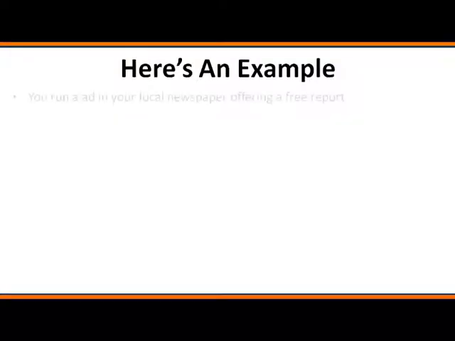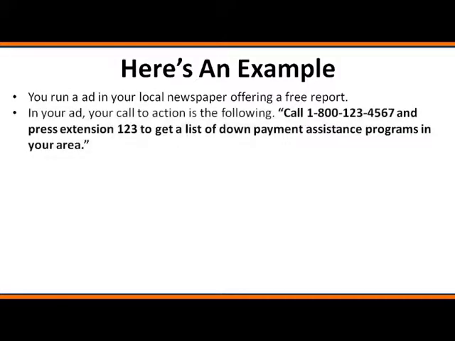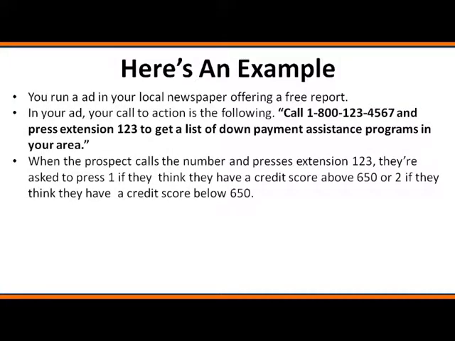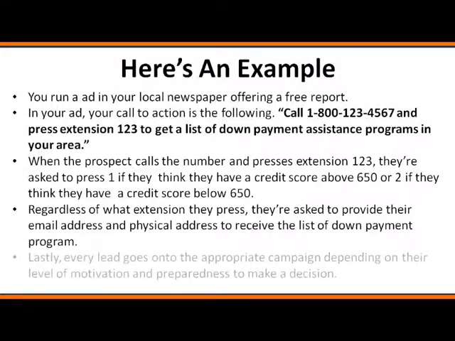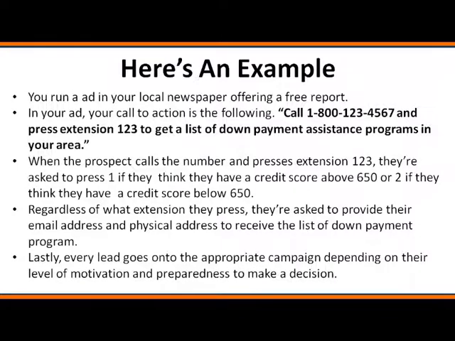Here's an example. Let's say you run an ad in your local newspaper offering a free report about down payment assistance programs. And in your ad, your call to action is this: call 1-800 and press extension 123 to get a list of down payment assistance programs in your area. And when the prospect calls the number and presses extension 123, they're asked to press 1 if they think they have a credit score above 650, or press 2 if they think they have a credit score below 650. And regardless of what extension they press, they're asked to provide their email address and physical address to receive the list of down payment programs.